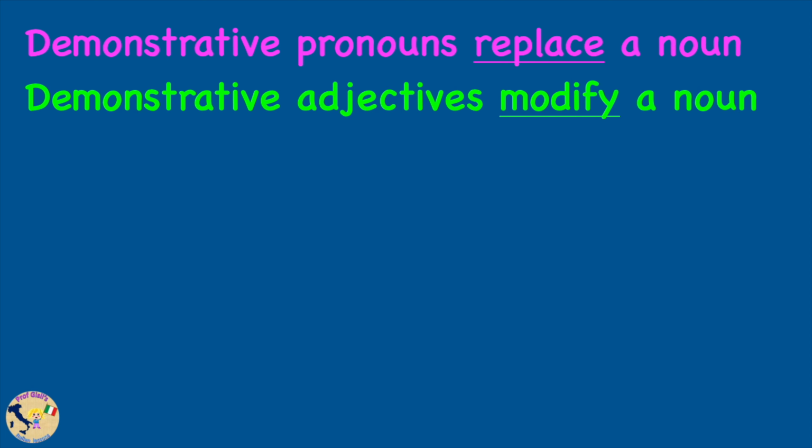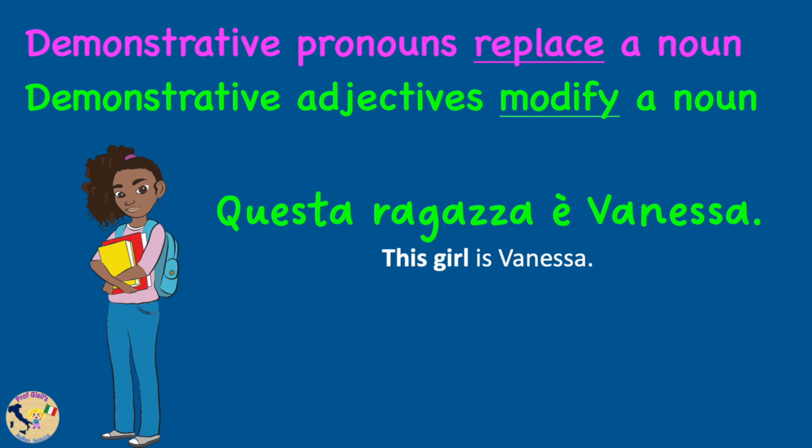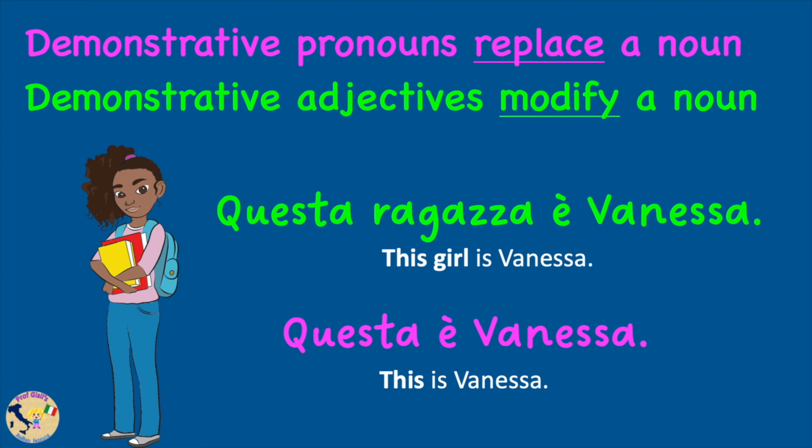Take, for example, these two sentences. Questa ragazza è Vanessa. Questa è Vanessa. In the first example, questa is an adjective and refers to the noun ragazza. In the second example, questa is a pronoun, a standalone word replacing the word ragazza. These two sentences are pretty straightforward because here the demonstrative adjective and the demonstrative pronoun share the same form, questa.